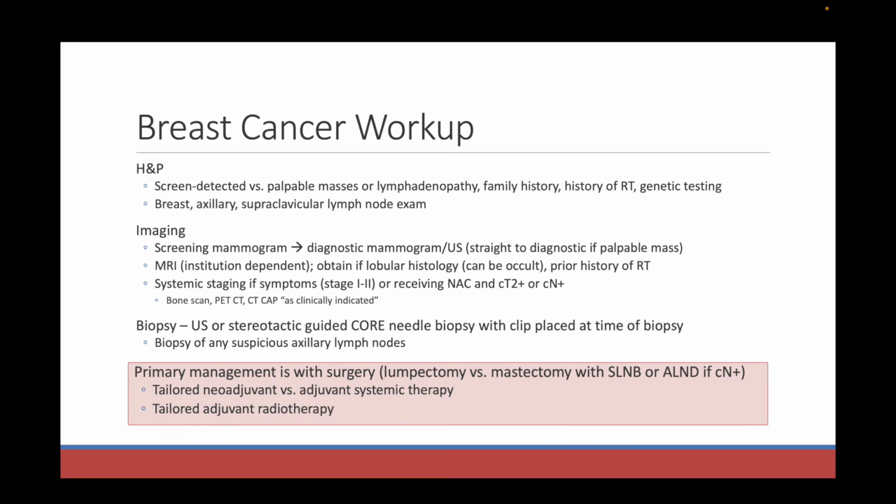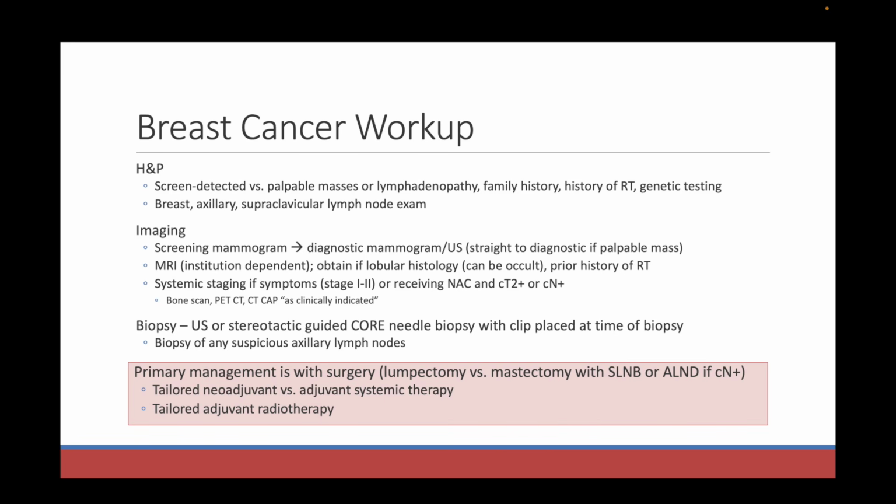So, unique aspects of workup for breast cancer. Obviously in history, you inquire about whether they've palpated anything, if they have any nipple discharge, if they have any pain associated, family history, history of radiation, history of exposure to hormone therapy, genetic testing as well. And then for exam, you do your breast, axillary, and supraclavicular lymph node exam, and also examine the skin of the breast.